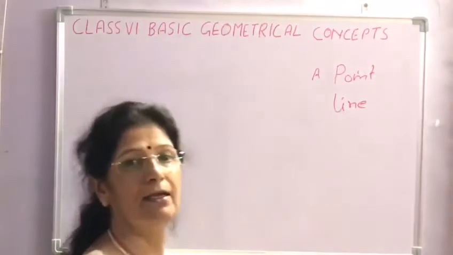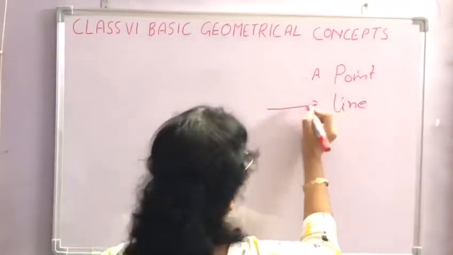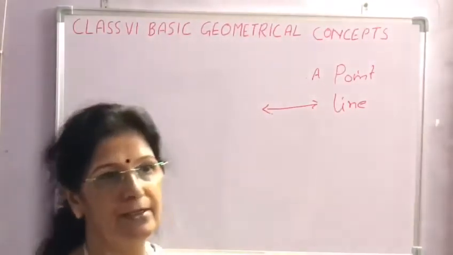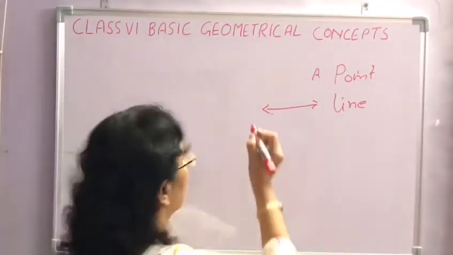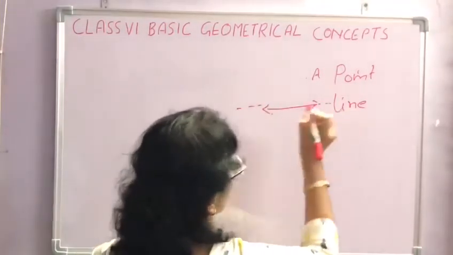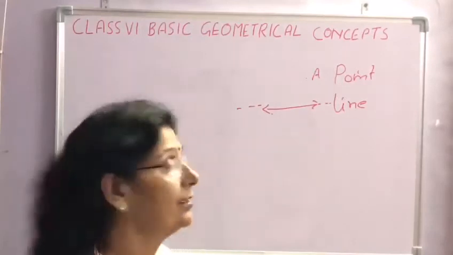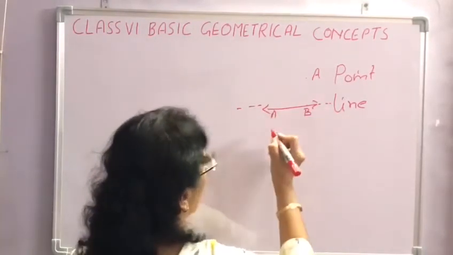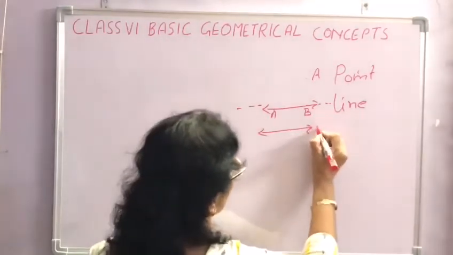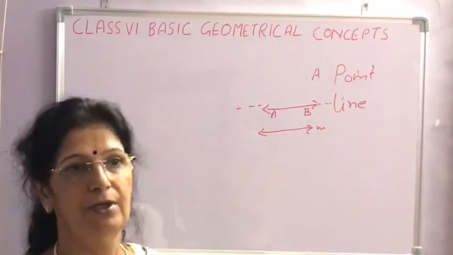Next we are having line. Line has no endpoints. It extends in either direction, either on the left hand side or right hand side. Line can be named in two ways. One is using both the capital letters and the other is just using a single small letter by the side of the line.